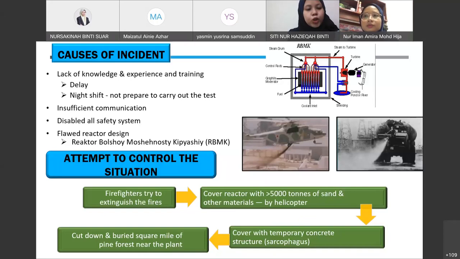And also the reactor design was flawed because this reactor is different from other reactors. They use graphite as the moderator and water as coolant. Actually, this reactor was rejected by other countries outside the Soviet Union at that time.